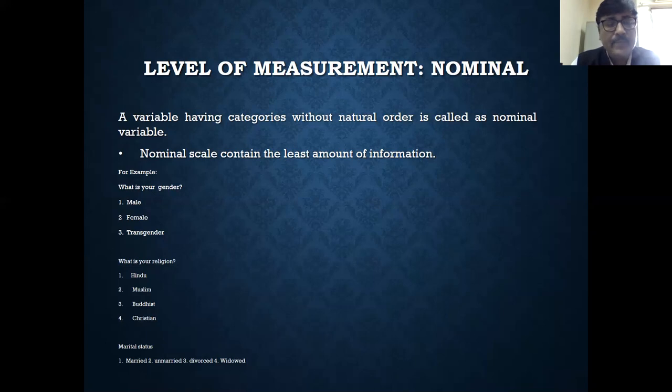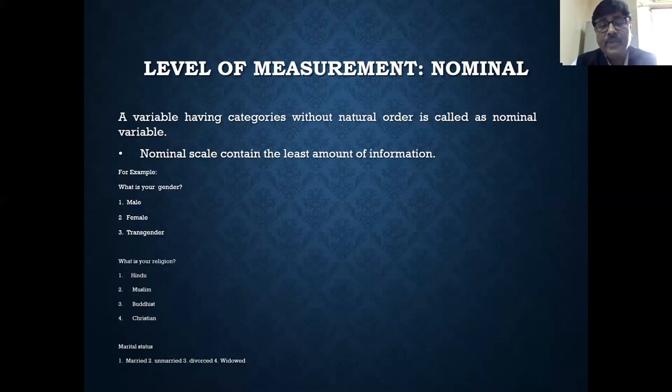Take another example. If I ask you, do you smoke? Your answer would be either yes or no. It is a nominal scale, yes or no. But if you are interested in collecting more information from the respondent, we ask them how many cigarettes you smoke in a day or in a week. So one cigarette, two cigarettes, three cigarettes. So there is a natural order. So that scale is an ordinal scale.